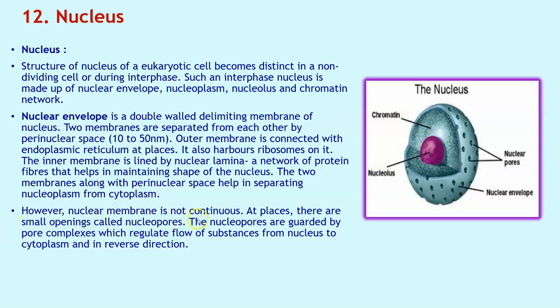However, the nuclear membrane is not continuous. At places there are small openings called nucleopores. These are tiny nucleopores that are present in it. These nucleopores are guarded by pore complexes which regulate the flow of substances from the nucleus to the cytoplasm and in the reverse direction.